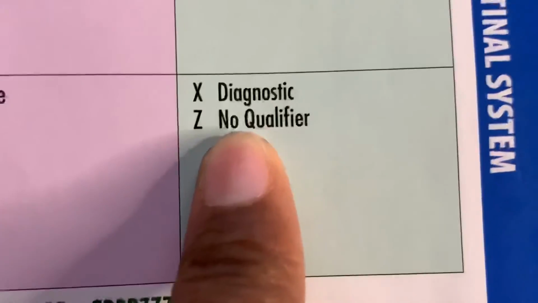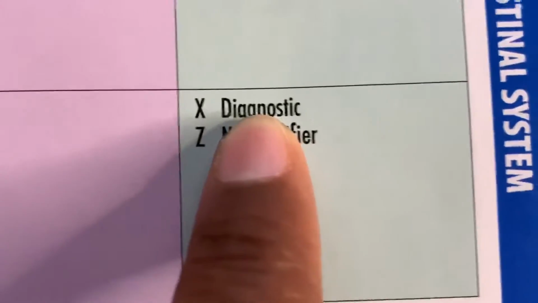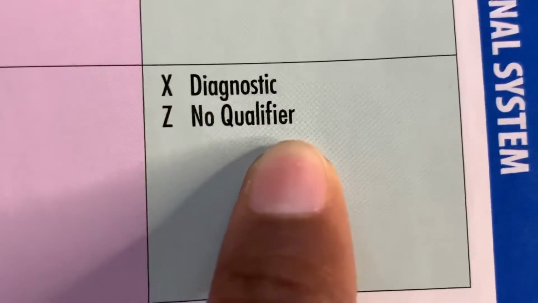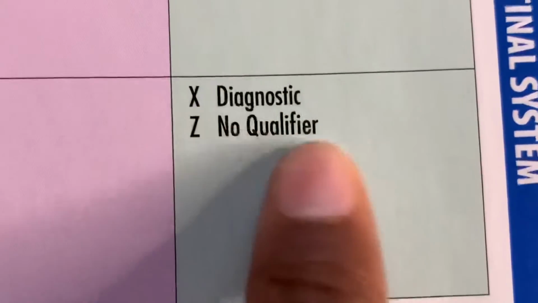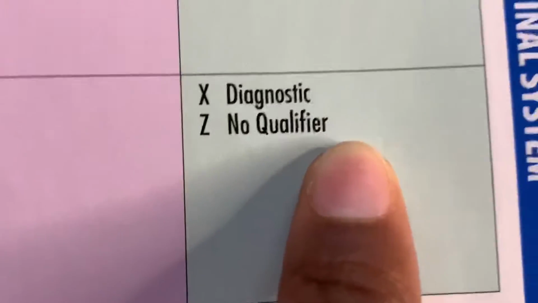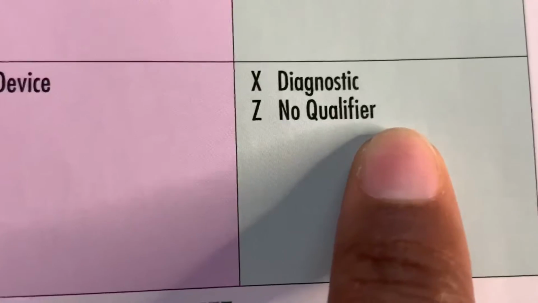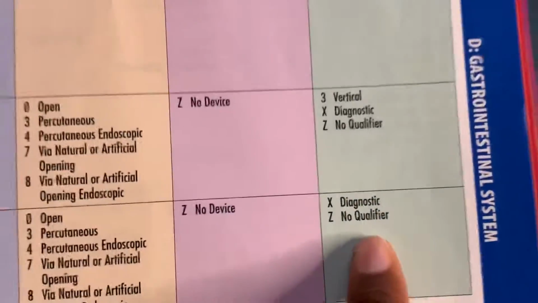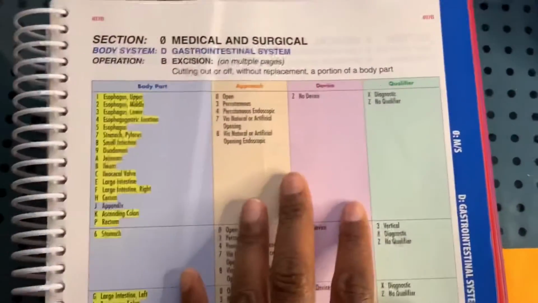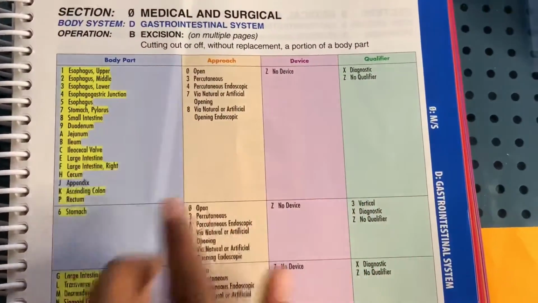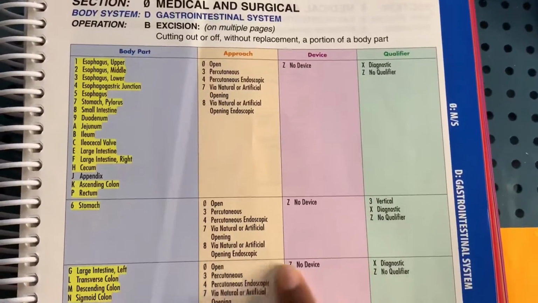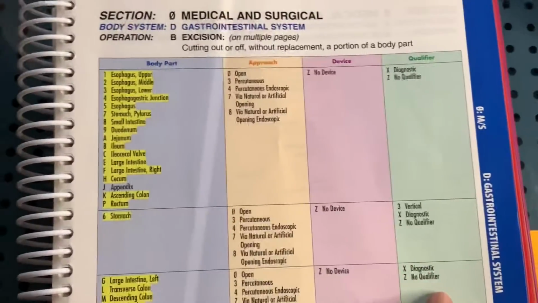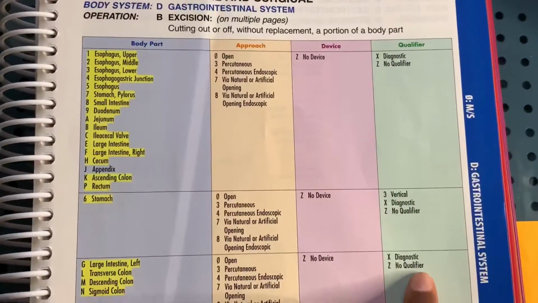This procedure did not state that it was done as a diagnostic procedure, so we're going to use the character of Z. Our complete code then is 0DBN8ZZ. Okay, so that is how you use your tables when you are coding, to complete the code, and remember to always stay in your lane. This is part 1 of using PCS. Next week, we'll look at part 2.